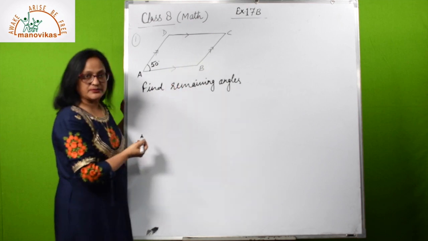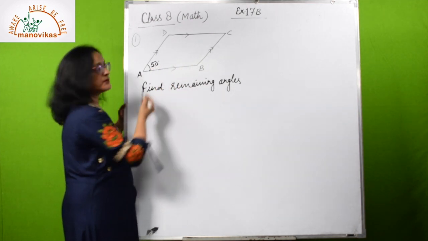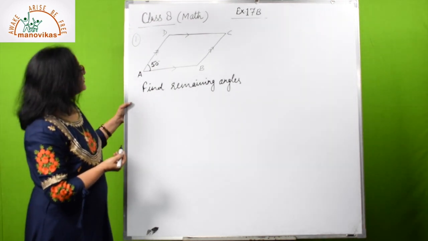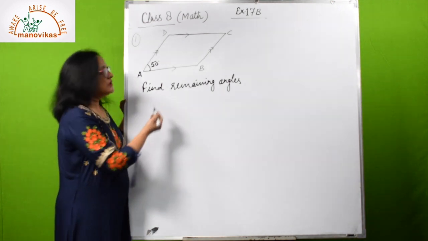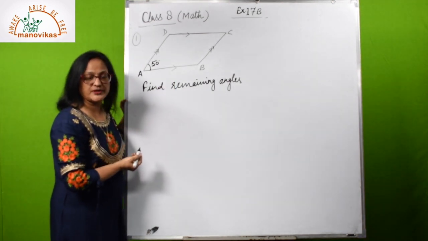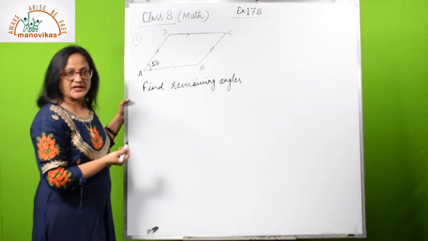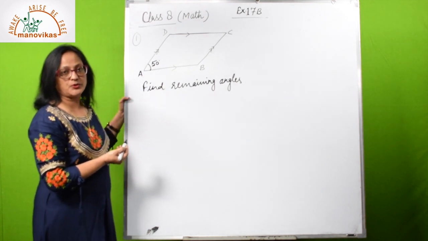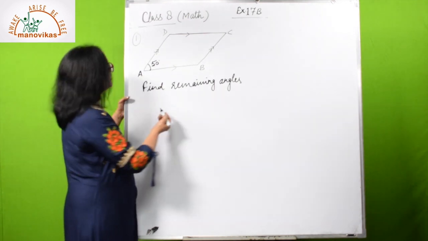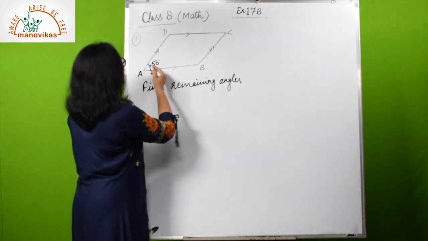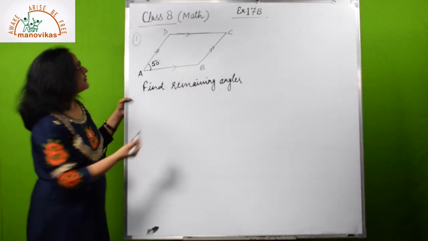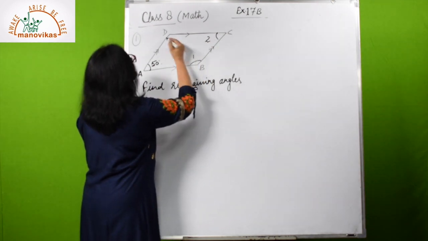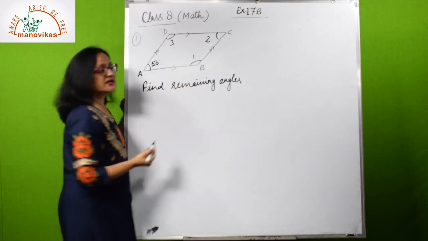ABCD is a parallelogram given and angle A is given as 50 degrees. You have to find the remaining angles. See students, when you are doing the questions, you have to use different properties of different parallelograms. Like if it is a rectangle, you should know the properties of a rectangle. If it is a rhombus, then you should remember the properties of a rhombus. So now here you can see this is a parallelogram. One angle is 50 degrees. You have to find all these angles. For the sake of convenience, I am giving them numbers so that we can easily mention which angle we are taking.